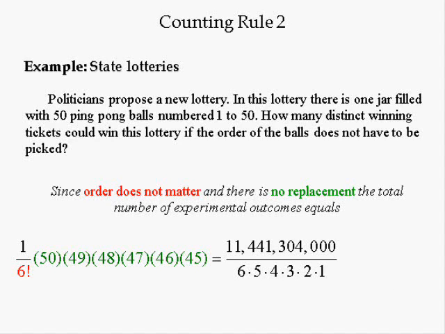The denominator is 6 times 5 times 4 times 3 times 2 times 1, which equals 720. The 720 means there are 720 different ways to order the 6 numbers you chose. There are a total number of 15.9 million distinct lottery tickets that can potentially win. The combinations rule gives you the same exact number.